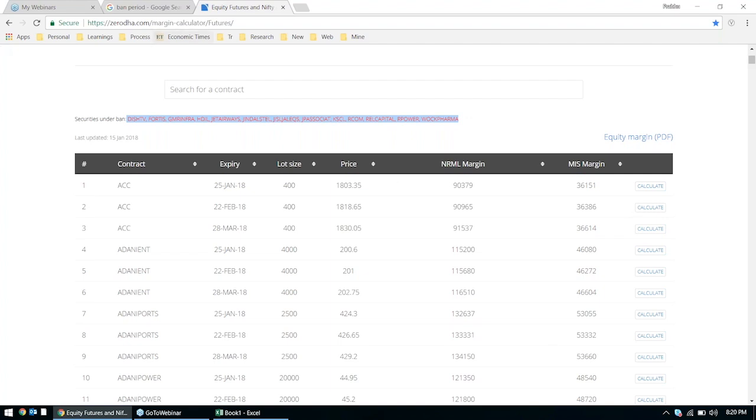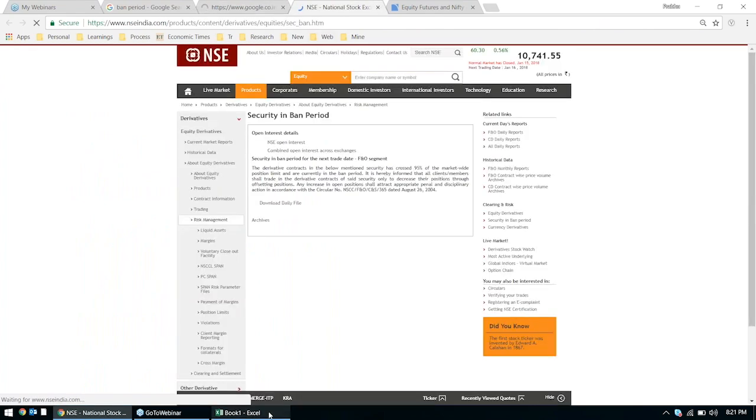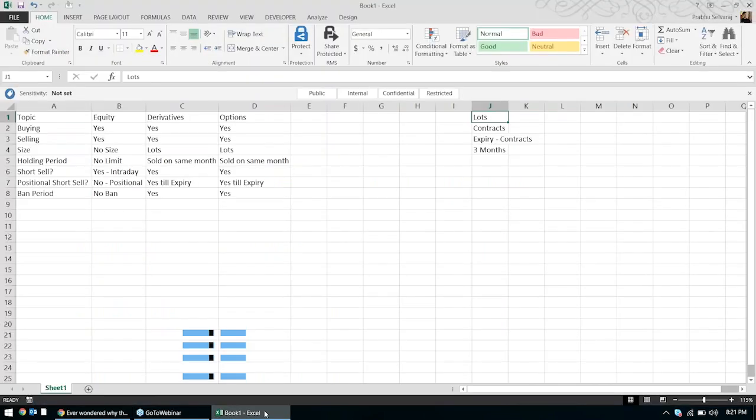You can just Google it and browse it. You have a very extensive explanation of what the ban period is. Have a look at the document. It's clearly available. NSE also gives an explanation, and the rest also give explanations. If you still have a doubt on what the ban period is, we'll take it up in the next class.